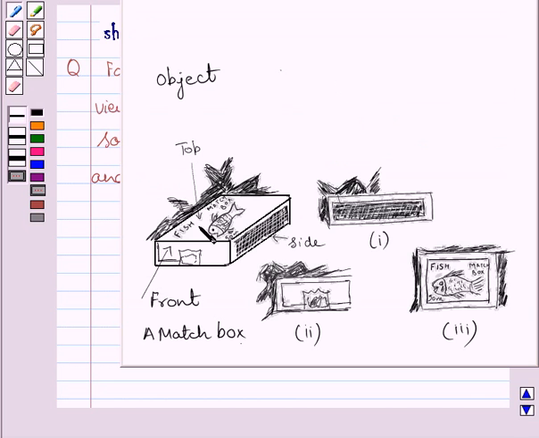If you see this matchbox from the top, then you are able to see this rectangle. So, we can say this figure represents the top view of the given solid. Note that picture of fish is present on this rectangle. So, top view of this matchbox is represented by this rectangle.